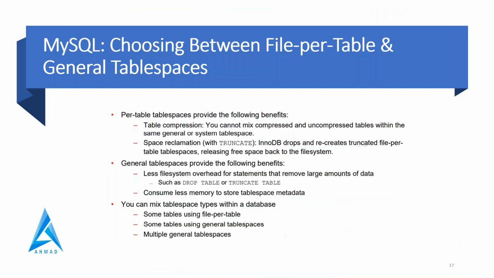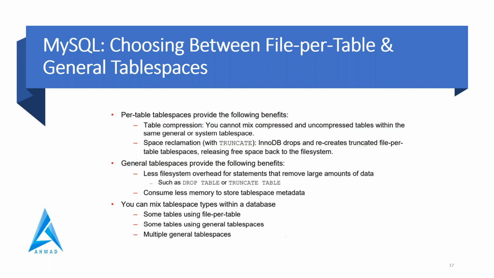Now, choosing between a file-per-table and a general tablespace. File-per-table tablespaces have some benefits, and general tablespaces have some benefits. What are those? In file-per-table tablespaces, there is table compression and space reclamation, and you cannot mix compressed and uncompressed tables within the same general or system tablespace.